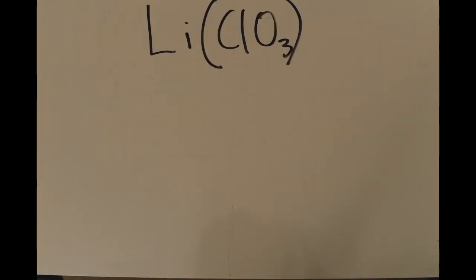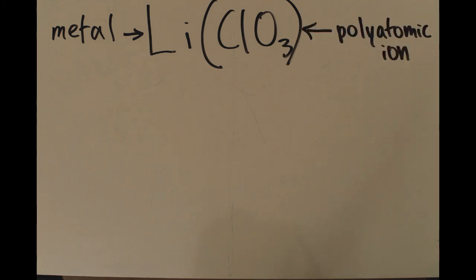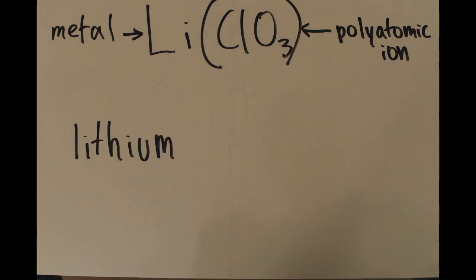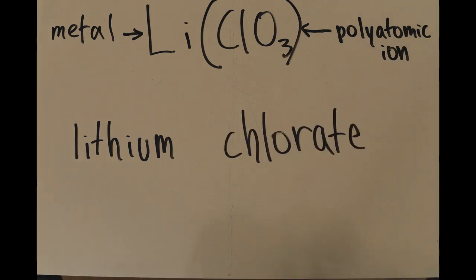Now let's look at an example with a polyatomic ion. Here we have LiClO3. The metal is lithium, and we have a polyatomic ion, which is ClO3. To name this, we would name the metal first, like before. So we would have lithium. Then we would name the polyatomic ion, but we don't change the ending. So we would have chlorate. Then when we put it together, we would have lithium chlorate.